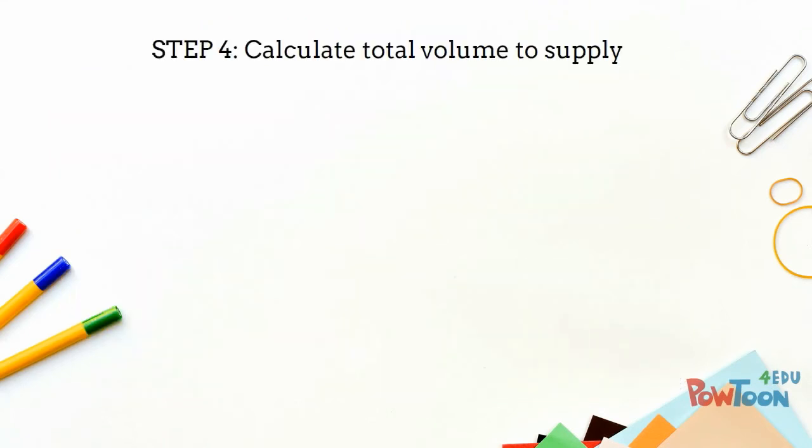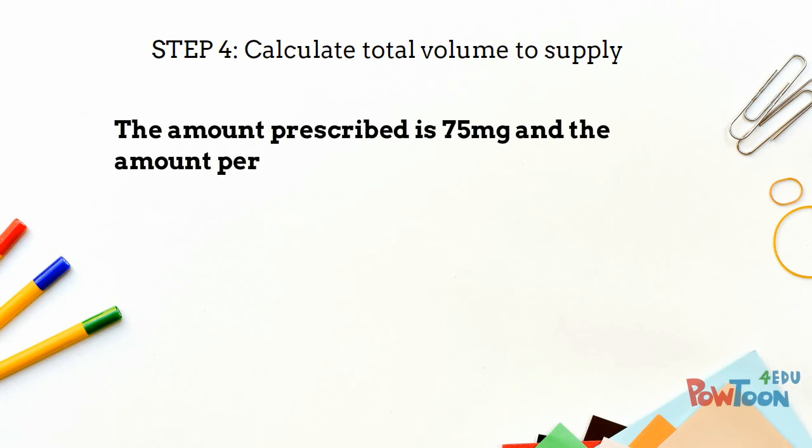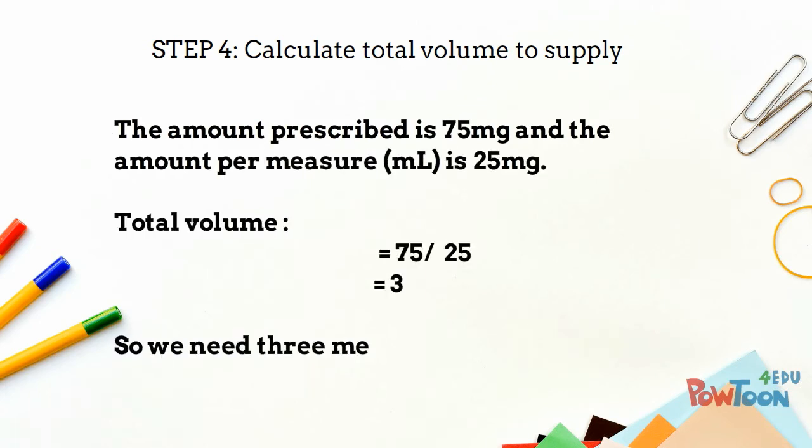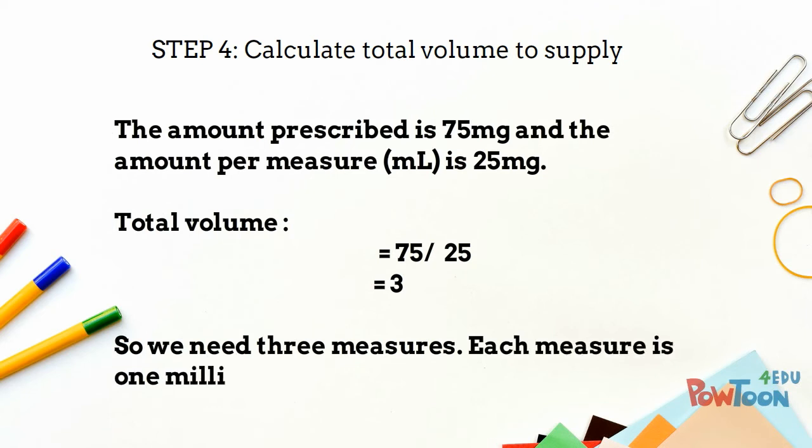Thus, we can use the formula to calculate the total volume to supply. The number of measures is equal to amount prescribed, 75 mg, divided by amount per measure, 25 mg, and we get 3 measures. As 1 measure is equal to 1 measure unit, we should give the patient 3 measures.